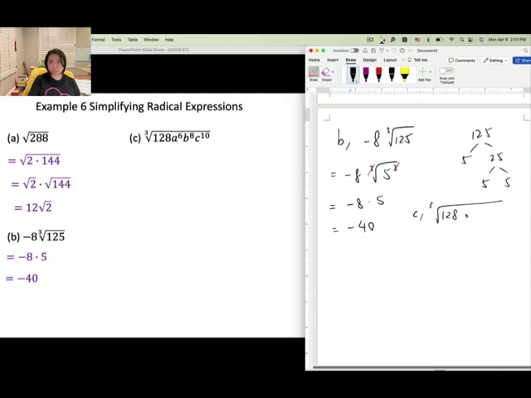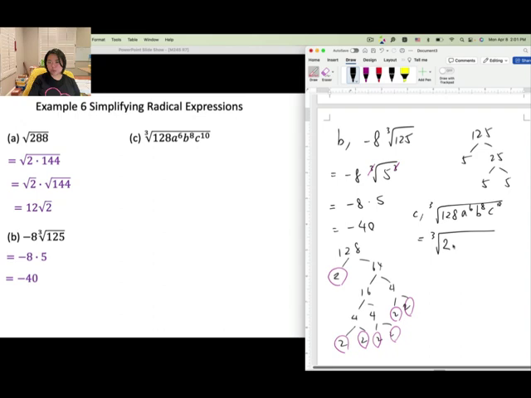Okay, C. The cube root of 128, a to the power of 6, b to the power of 8, and c to the power of 10. So that's a cube root. So 128, break it down by dividing by 2: 64, 4 times 16, 4 times 4, 2 times 2, 2 times 2. So I have how many? 1, 2, 3, 4, 5, 6, 7. Okay, 7 of them. Let me write one more step here. This means 2 to the power of 7, a to the 6, b to the 8, and c to the 10, right? Okay, the cube root here.